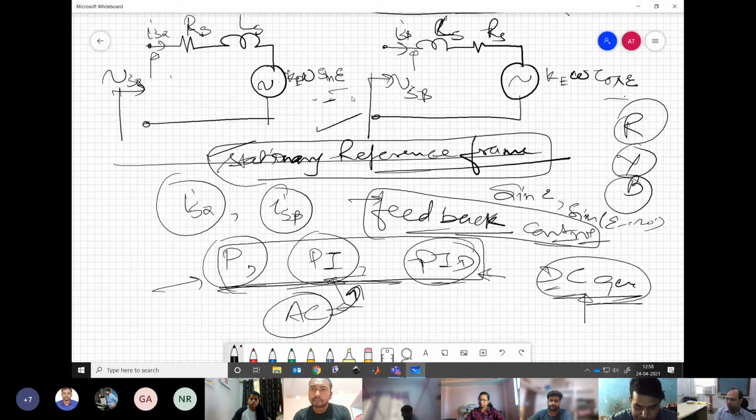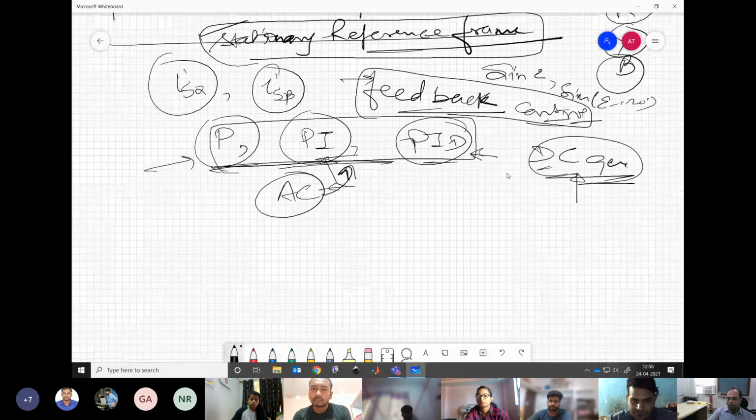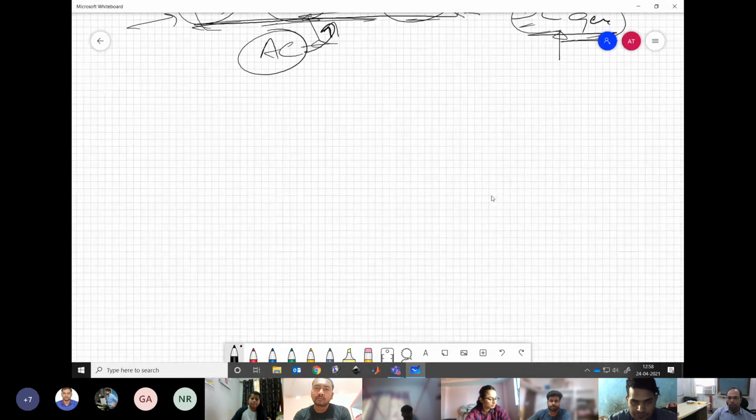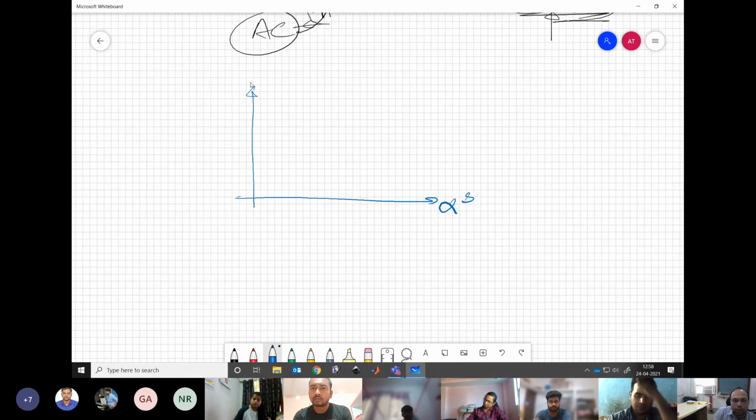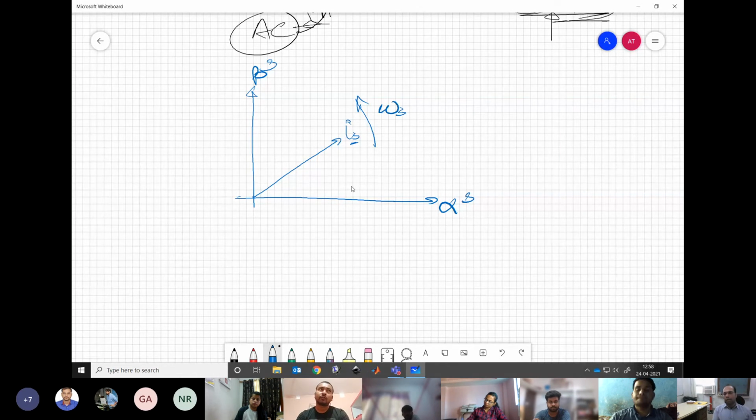Anybody having confusion? So what we do, basically, now everything is defined in this reference frame, alpha S, beta S. We need not look for what is there in alpha or beta. We have crossed that. Now this is our vector, Is, let us say, which is rotating at synchronous speed in the counterclockwise direction.